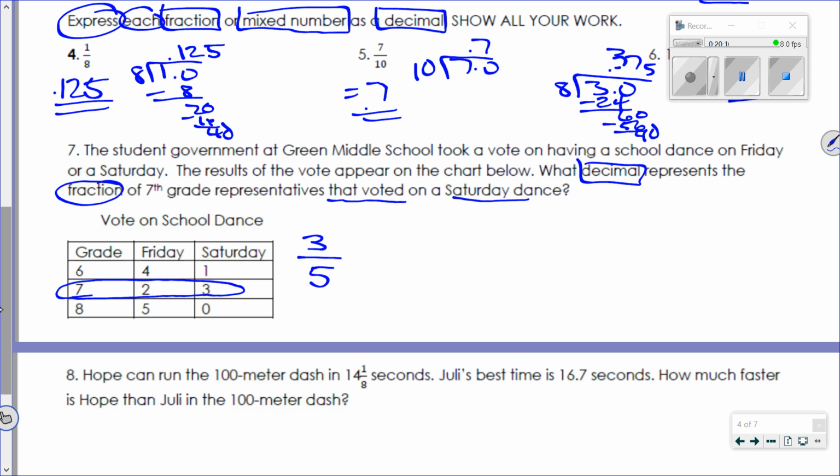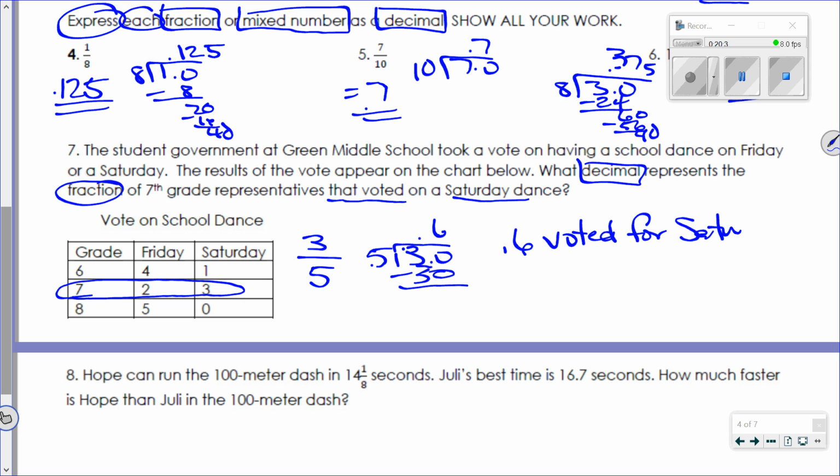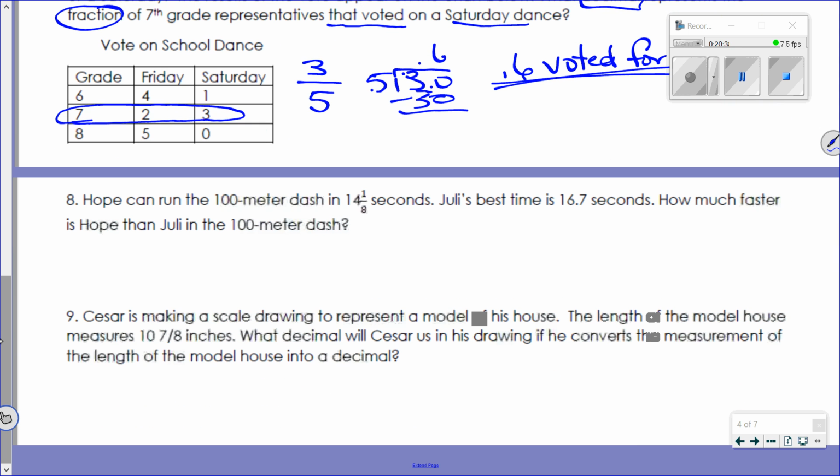So what decimal represents this? How do I turn it to a decimal? 3 divided by 5. So that becomes 6/10. Voted for Saturday. Okay? And then number 8. Oh, that's time. Yay! Don't worry about the last ones, guys. If you didn't do it, that's okay.